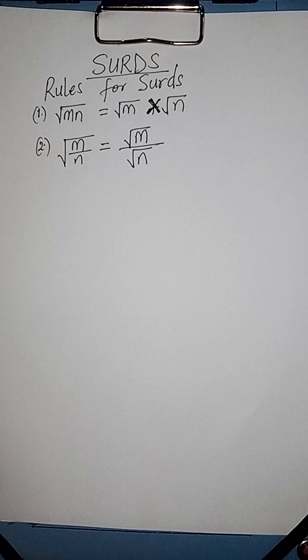Welcome to today's lesson. In today's lesson, our focus will be on surds, but there are rules for surds. Let's look at the rules. Number one rule: when you multiply two terms like m and n, it is possible for you to separate them so that you have square root m times root n. The same applies to rule number two: if you have square root m divided by n, you can separate them to be square root m divided by square root n.